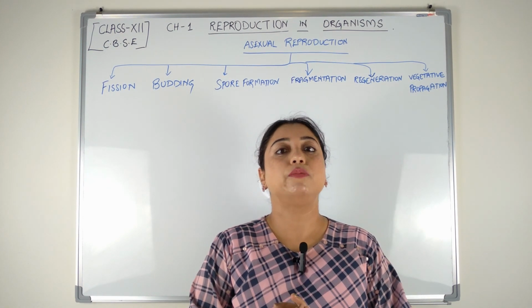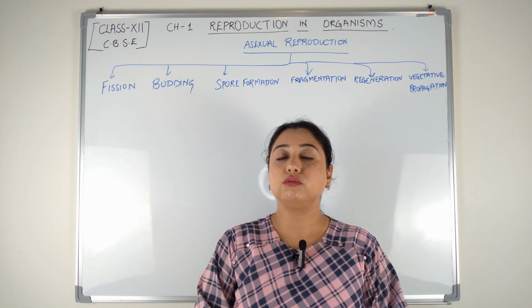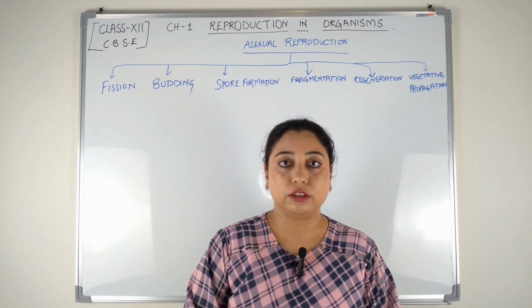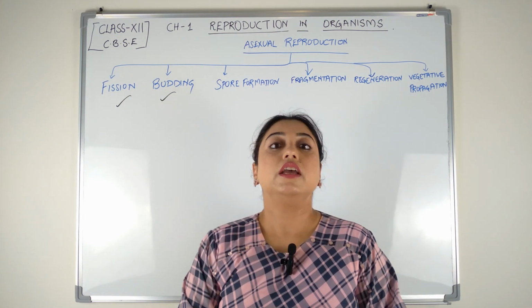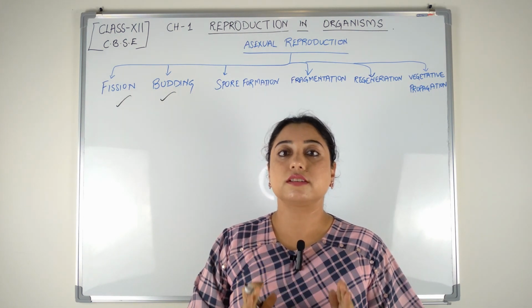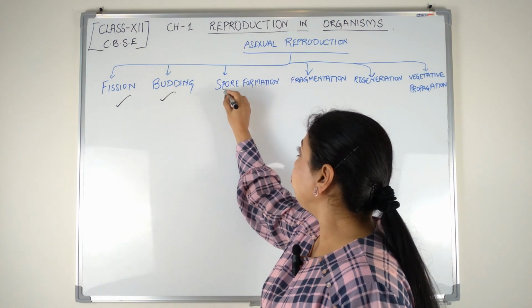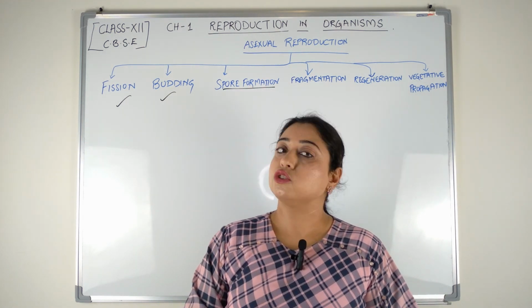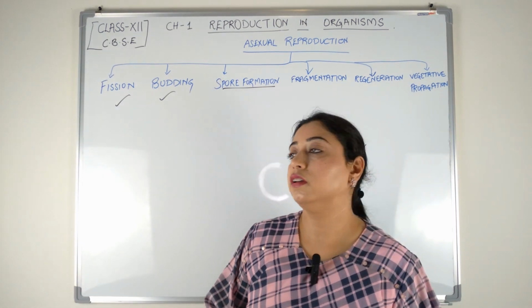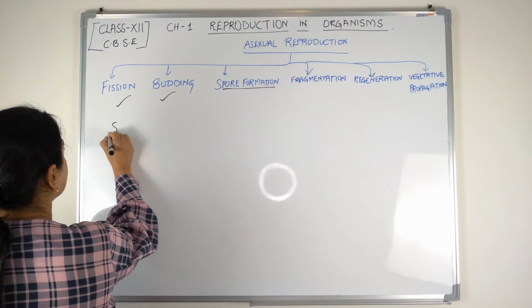As you know, in my previous video, I discussed two modes of asexual reproduction, that is fission and budding. In today's video, I am going to discuss spore formation and its various types in detail. So let's get started. Spore formation.